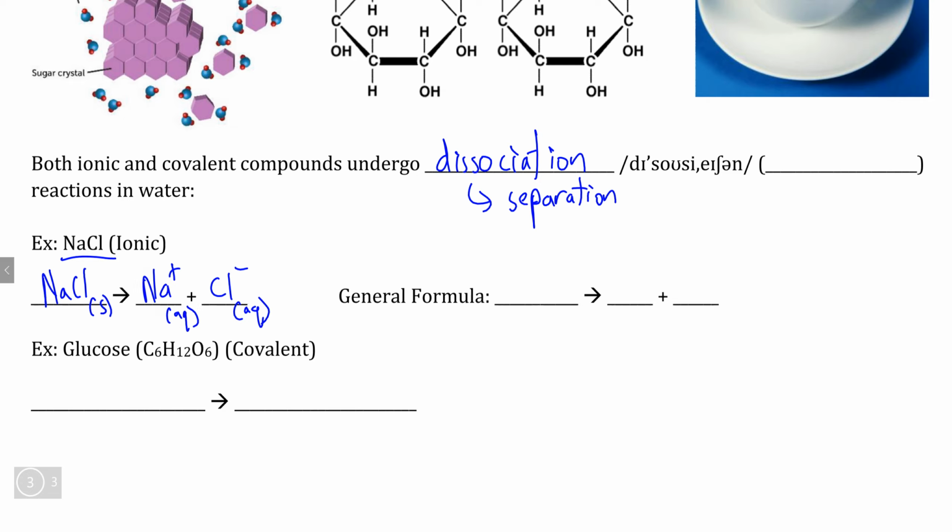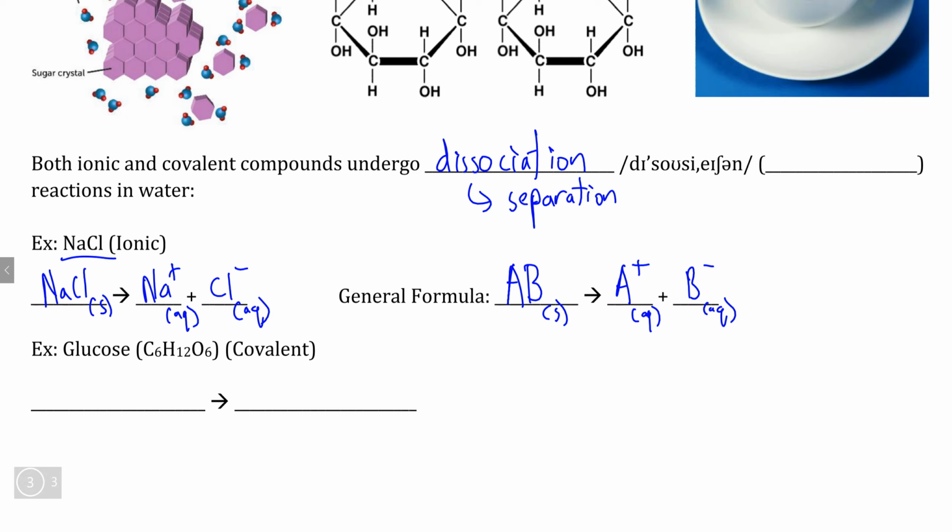So if we convert this into a general formula to show what every dissociation reaction looks like, we have AB, which is almost always going to be an ionic solid, and when we put AB into water, the A and the B, which we'll call A plus and B minus, separate into two different dissolved ions in solution.